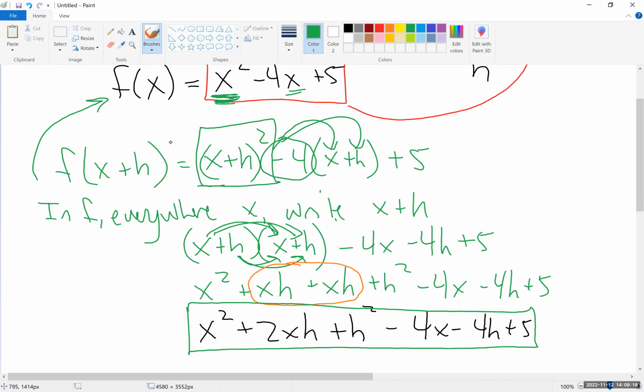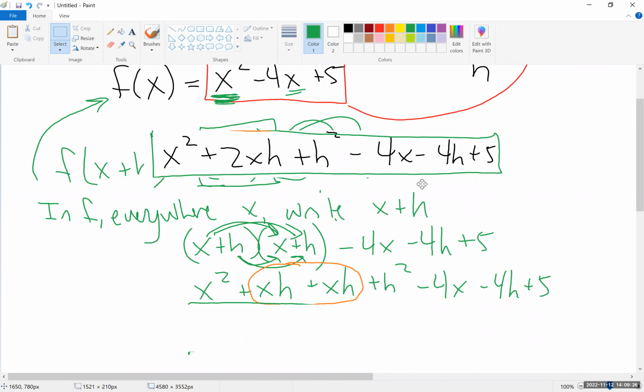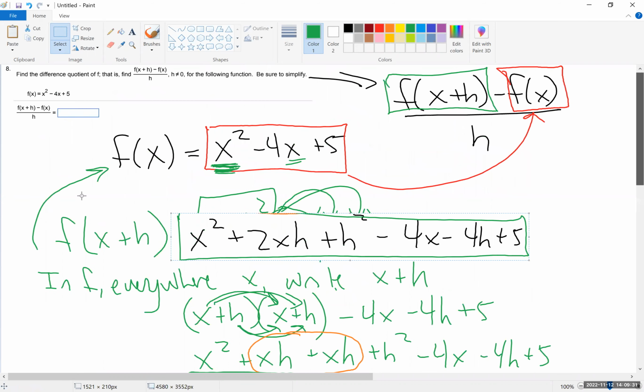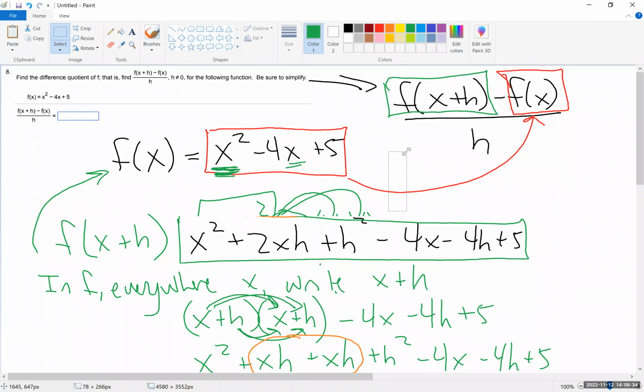So when we go up to our formula, we're going to move it up there, right where f of x plus h is. We're going to replace f of x plus h with x squared plus 2xh plus h squared minus 4x minus 4h plus 5, and we're replacing f of x with x squared minus 4x plus 5.